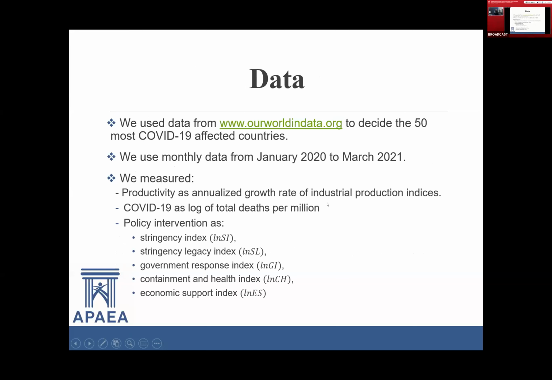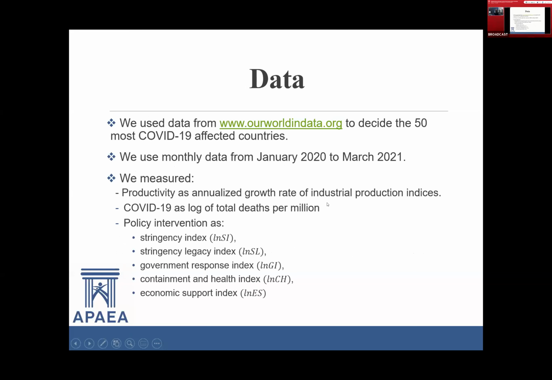Now, this is how we collected the data and how we decided on the countries to include in our data set. First, we used the data set produced by Our World in Data, worldindata.org. And then we used that data to decide which countries were most affected. Out of these countries, we picked the 50 most affected by COVID. Our data is monthly in frequency, and it is from January 2020 to March 2021.